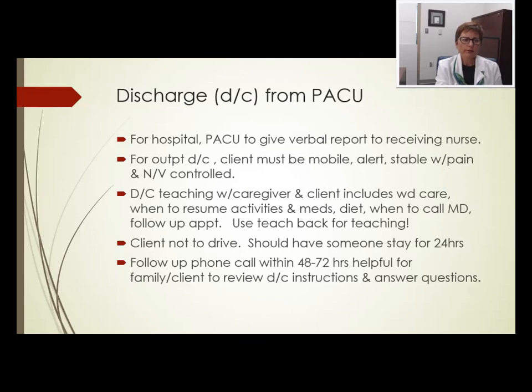Discharge from PACU. So in the hospital, the PACU gives a verbal report to that receiving nurse. It still might be over the phone, it might be face-to-face. For the patient going home from the PACU, so the outpatient area, the client must be mobile, they must be alert, they must be stable, so the vital signs have to be controlled, and their pain and their nausea and vomiting must be controlled.